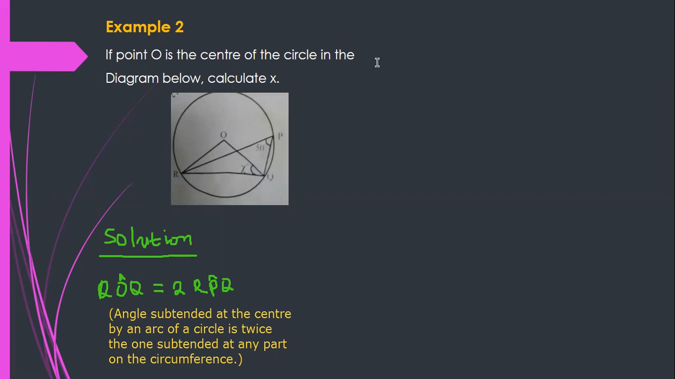So we just say that ROQ is equal to 2 times 50 degrees. And then we have our ROQ is 100 degrees. So, okay, we have found this angle. Then we need to find angle x now.